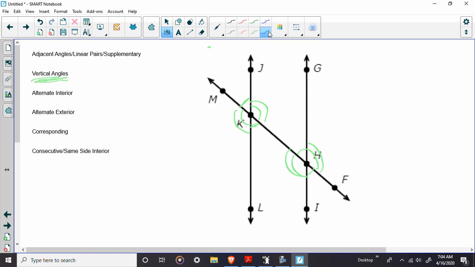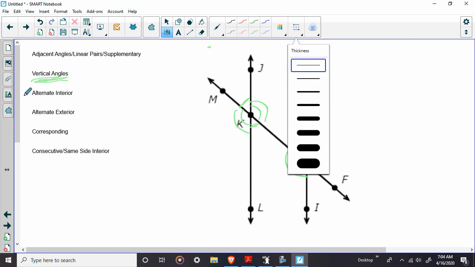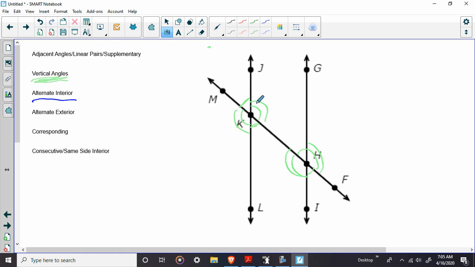If I said alternate interior, again, this is the interior in here. So if I say alternate interior, we're looking for that same shape, except it's going to be a little bit sideways this time. So alternate interior would be something like this one and this one, or this one and this one.